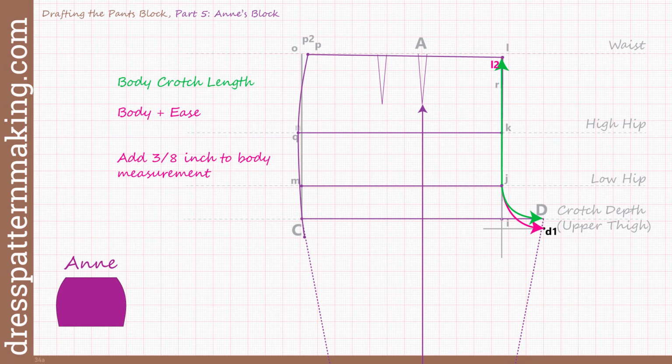Just a note, and I may well have missed pointing this out before, when I measure from point L2 to point D1, I'm not actually measuring the front crotch length. I'm measuring the front crotch length plus some ease. So the pink line is a little bit longer than the body measurement. So it's best to add about 3/8 of an inch to the body measurement to get the crotch length you need, otherwise it will be a little tight or very fitting.